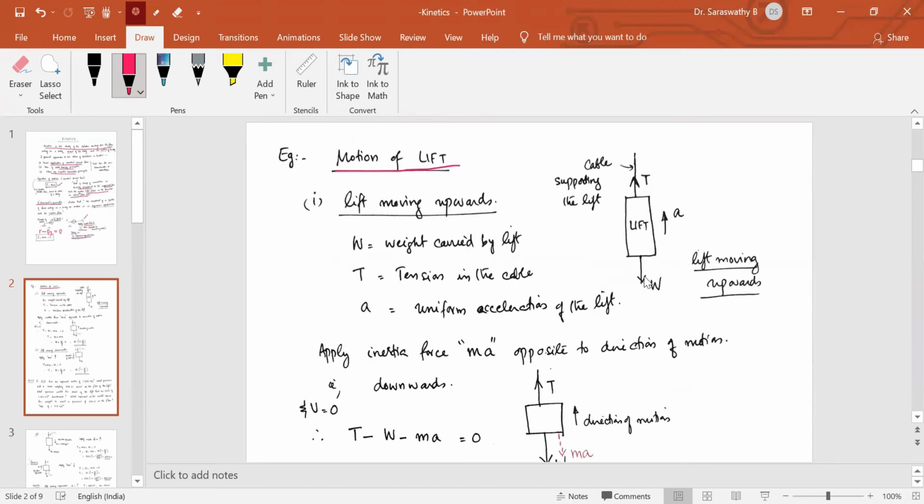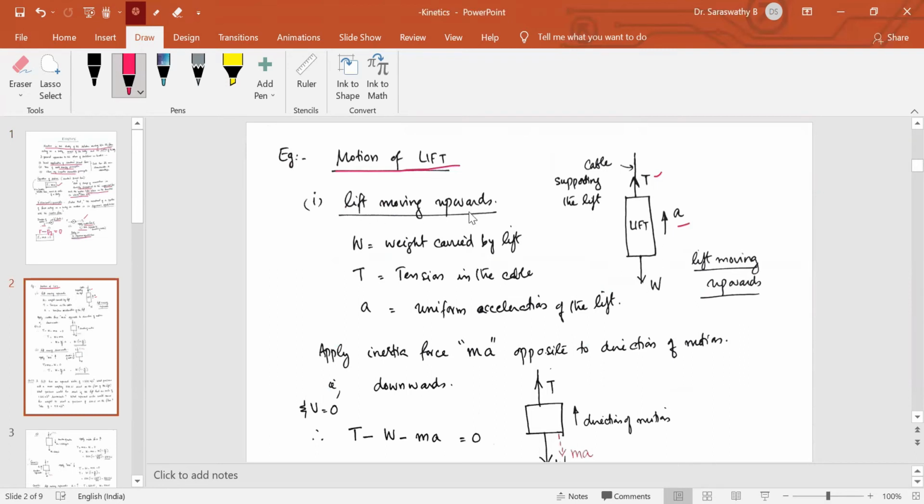A lift of weight W is moving upwards with an acceleration A. The lift is supported by a cable. This is the supporting cable of the lift, and the tension in the cable is T. So you are asked to find out either the tension in the cable once you know the weight as well as the acceleration of the system.